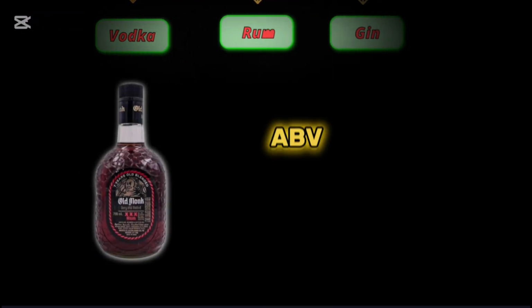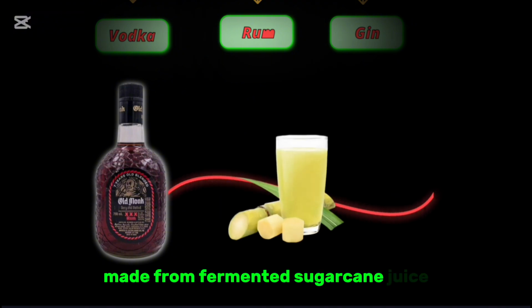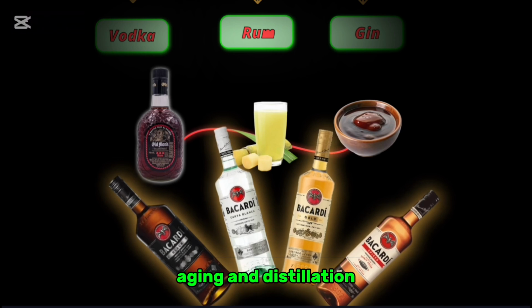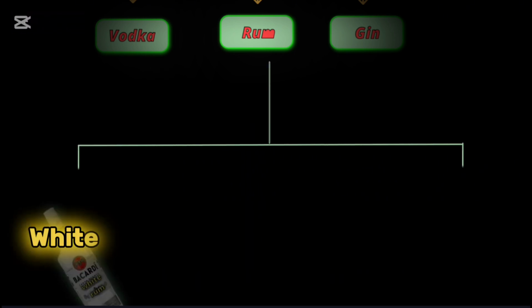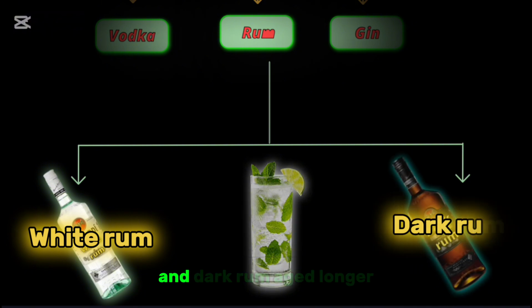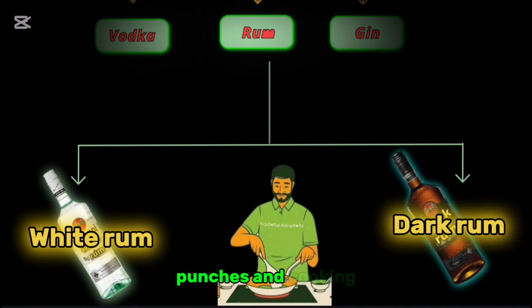Rum. ABV is 35% to 50%. Made from fermented sugarcane juice or molasses, with different styles based on aging and distillation. Types are white rum, light in color, used in cocktails like mojitos, and dark rum, aged longer, rich in flavor, used in punches and cooking.